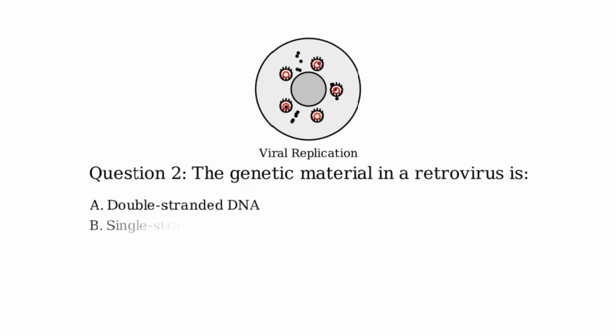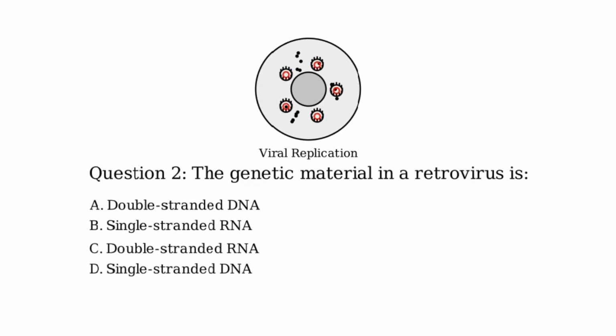Moving on to question 2. The genetic material in a retrovirus is A. Double-stranded DNA. B. Single-stranded RNA. C. Double-stranded RNA. D. Single-stranded DNA. The correct answer is B. Retroviruses such as HIV have single-stranded RNA as their genetic material and use reverse transcriptase to make DNA.